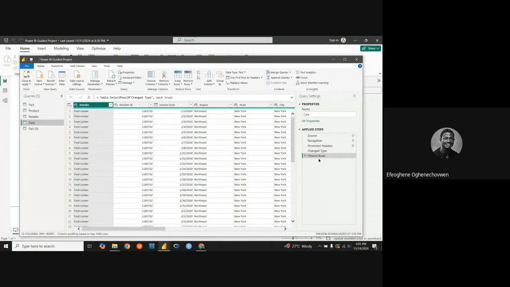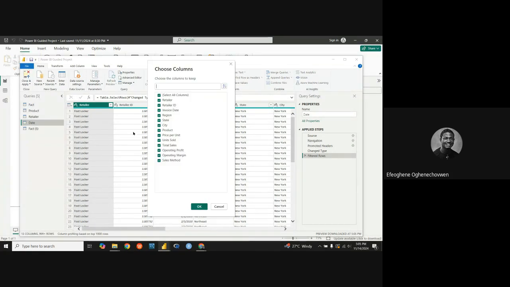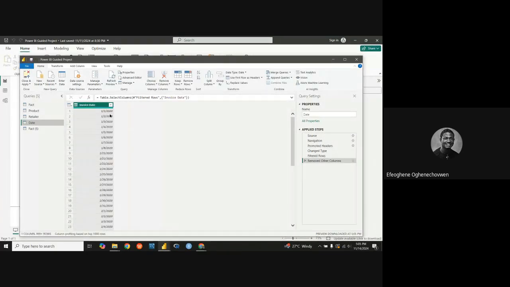You can see an applied step with filtered rows. The next thing I want to do is come over to choose columns. Remember, I just want the information in my date table. So I choose columns to get rid of what I'm not supposed to leave inside. It gives me this tab here, and I click on select all columns and just leave the invoice date. Click on OK. So I have the date table here, formatted as a date.